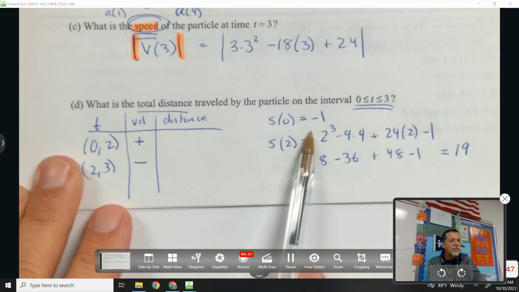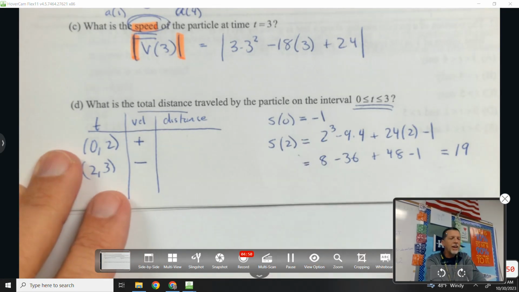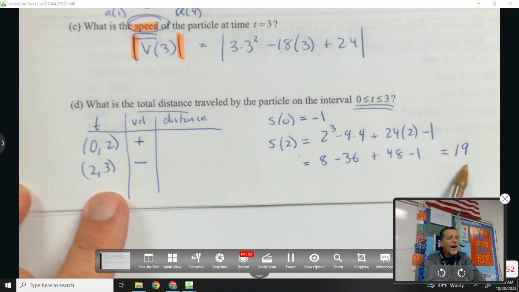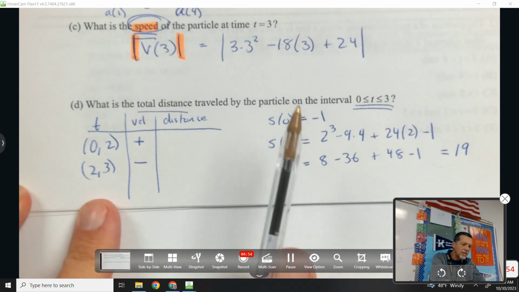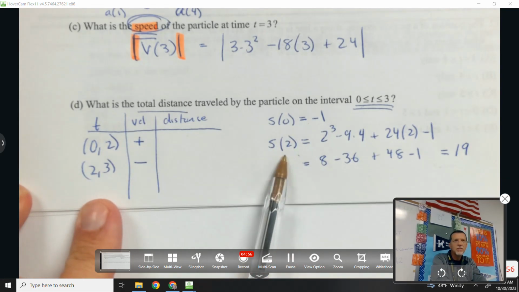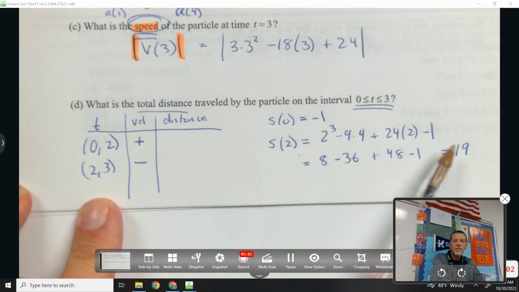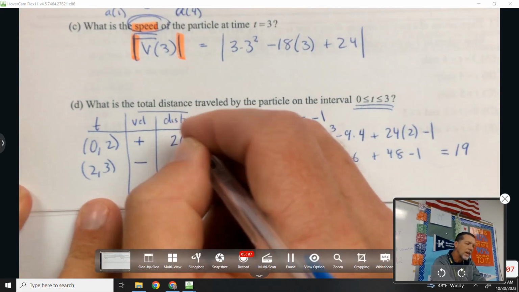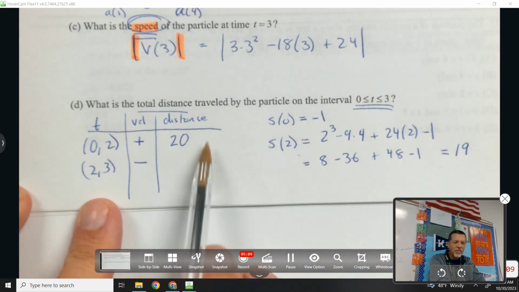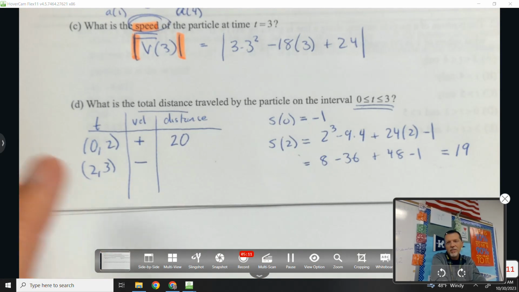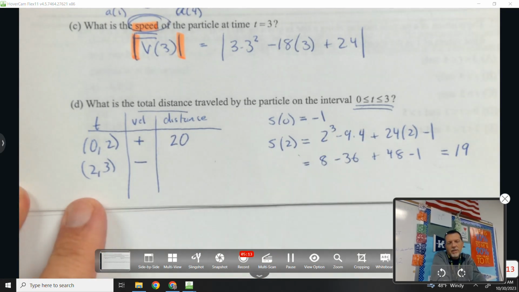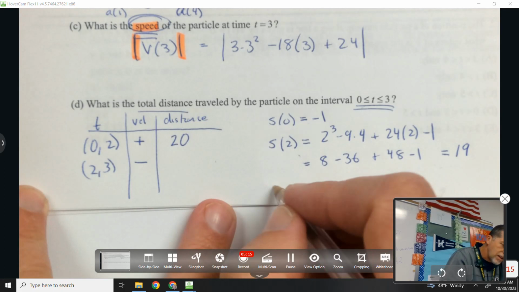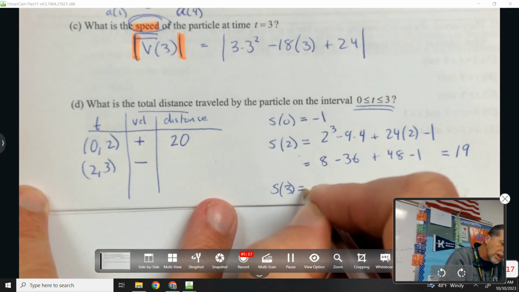So if S of 0 is negative 1 and S of 2 is 19, how far did we go between time 0 and time 2? What distance did we travel? We went from negative 1 to 19. Sounds like 20. Yeah, it sounds like 20. And it's distance, so I don't really even care if it's positive or negative. It is positive, but it doesn't matter. And then I need S of 3.